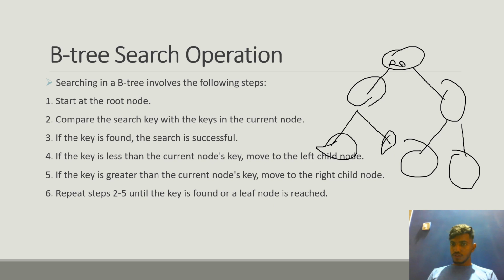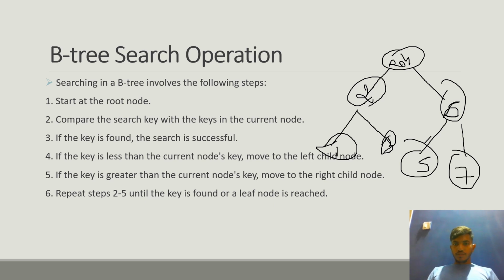So let this value be 4, and this will be 2. This is 5. Let this be 1, 3. This is 5, right? Now let this be 6, 5 and 7.